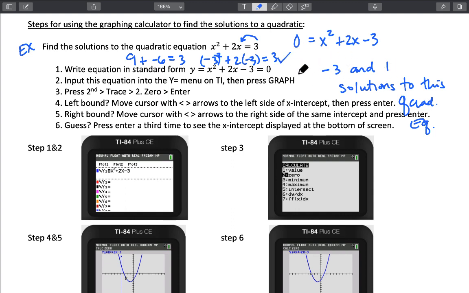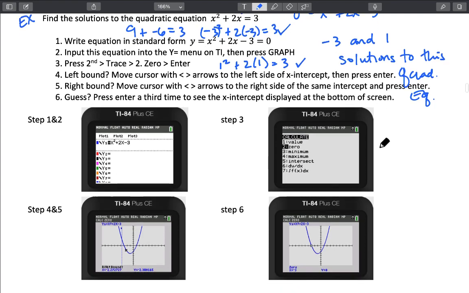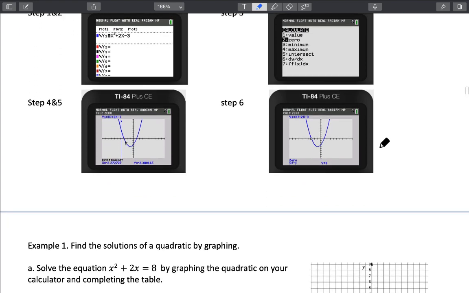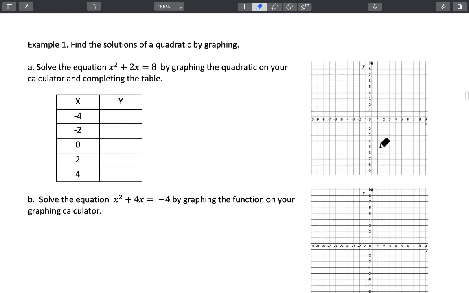Let's try it with the number 1. We got 1 squared plus 2 times 1 should equal 3 as well, and 1 squared is 1 plus 2 is equal to 3, and that checks out as well too. So you can always plug those numbers back into your quadratic equation to make sure it produces a true solution. All right, let's flip the page and move on to our next example.